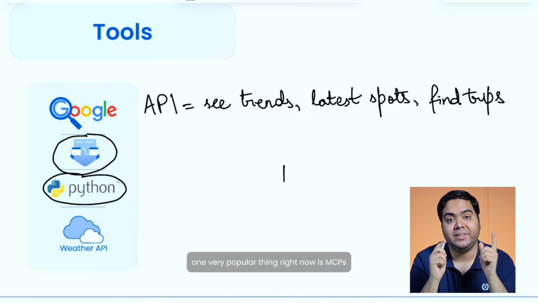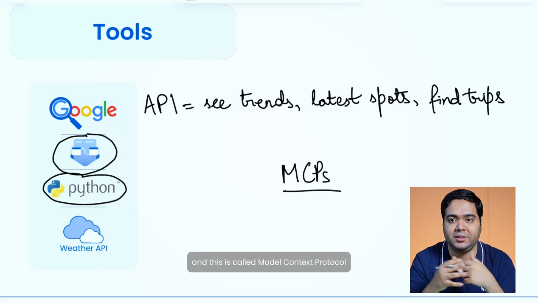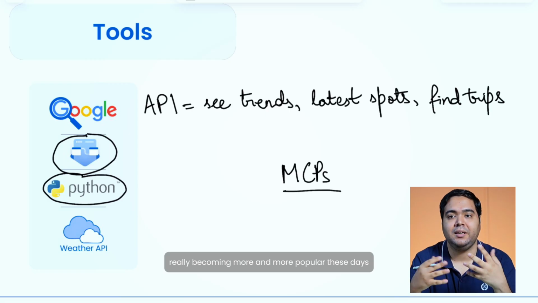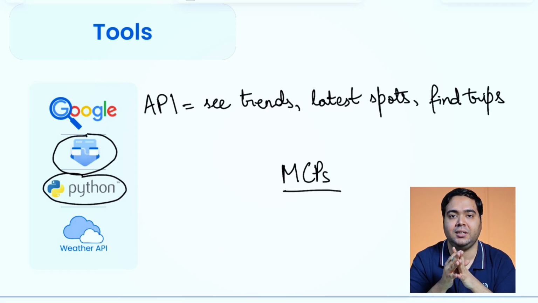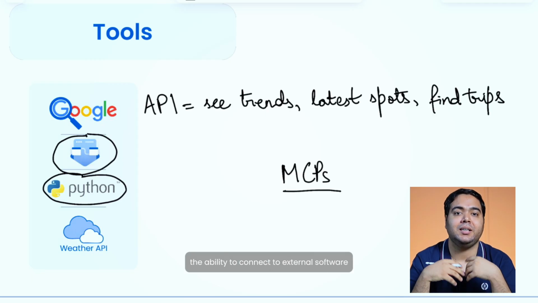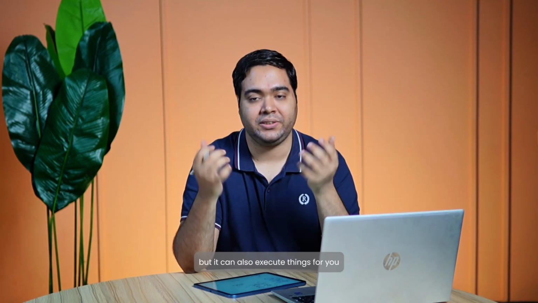One very popular thing right now is MCPs, and this is called Model Context Protocol. It is something that's really becoming more and more popular these days, and it's a form of tooling. It basically gives the LLM the ability to connect to external software, external APIs, things like that, and using that, the LLM can not only reason, but it can also execute things for you. So instead of telling you which flights to book, it can just go ahead and book those flights for you.